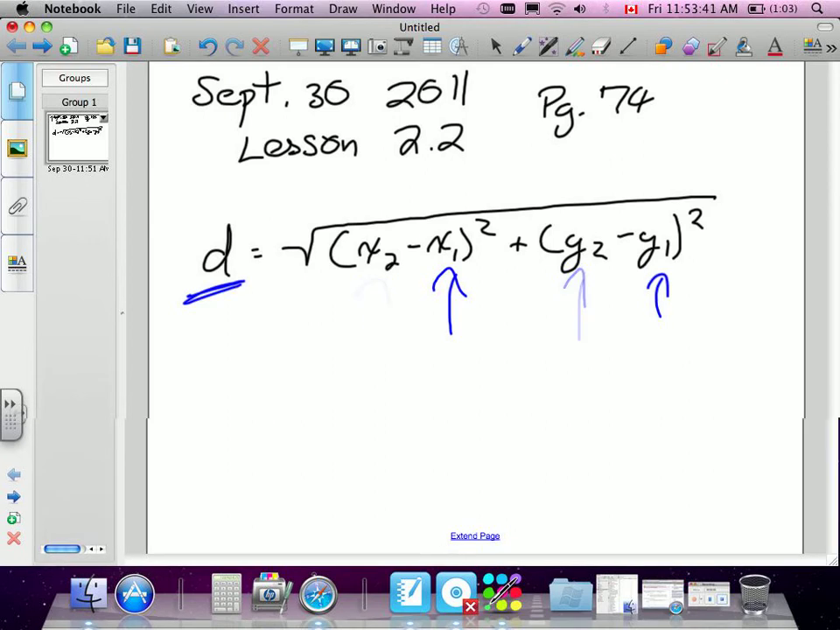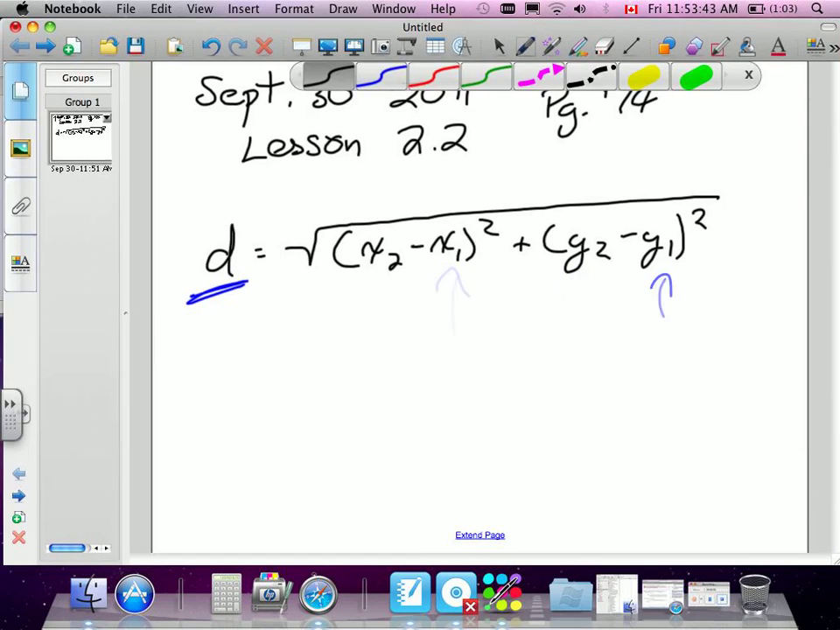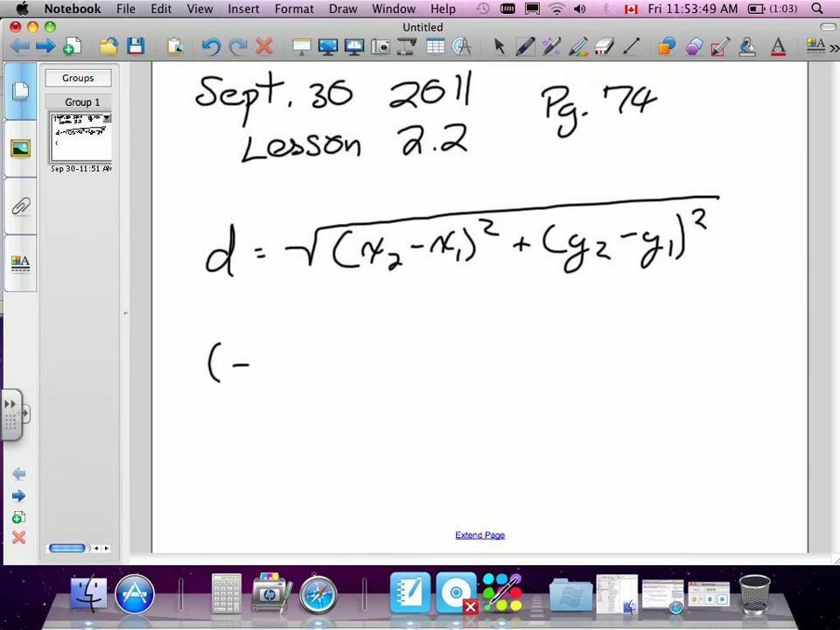So, let's start off with the basic idea. Let's say we have 2 coordinates. One will be -3 and 5. We'll call that coordinate A. And coordinate B will be 2 and -4.